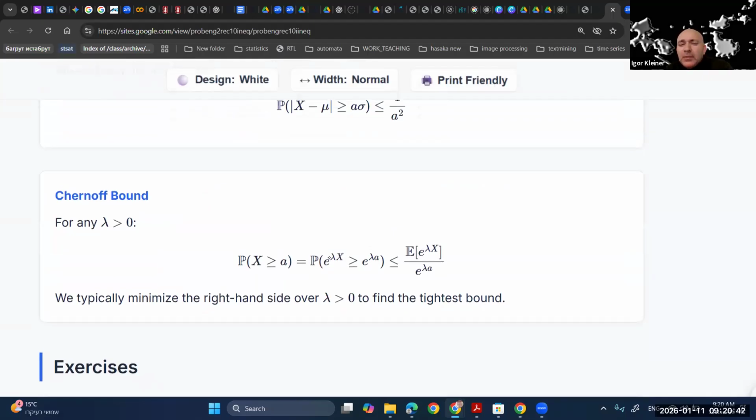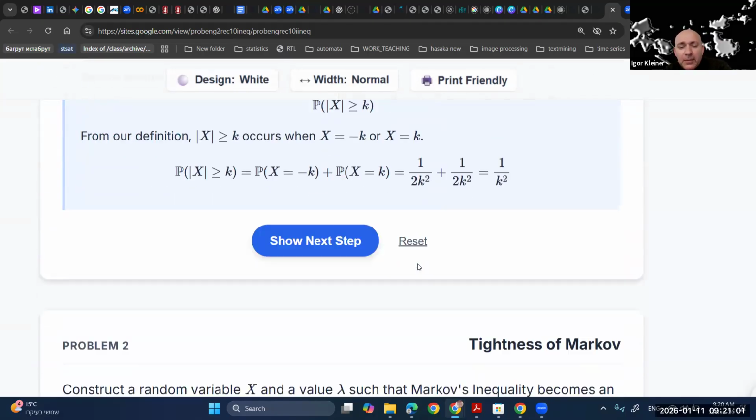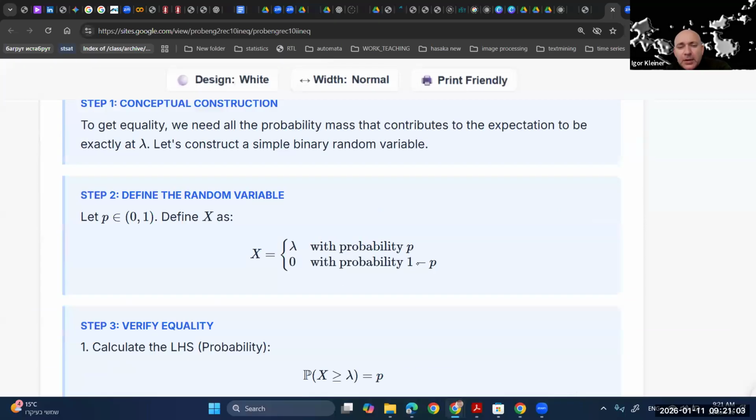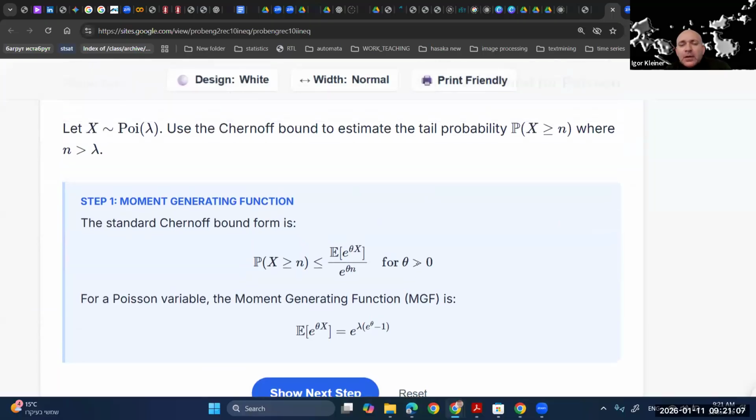Yes, you use lambda. In the solution, we use theta instead of lambda. Okay, it's the same. This is the Chernoff bound. It holds for every lambda, and we choose the lambda that minimizes this expression. In our solution, instead of lambda, we use theta. It does not matter. Where is it? Question number 3. Okay, yes, it's here.